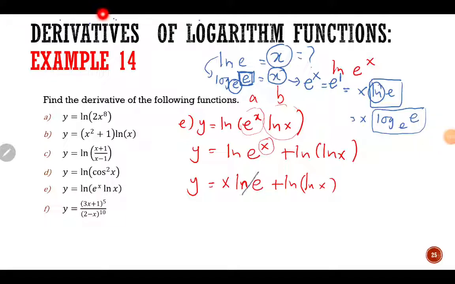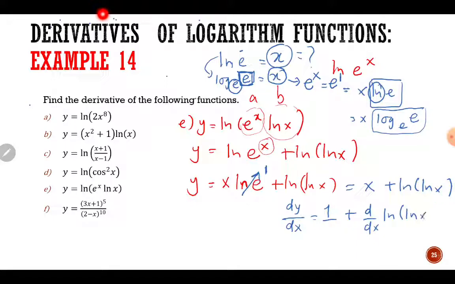Ln e, the answer is 1. Okay, so in this case, we are going to differentiate x plus ln of ln x. Right, so we have dy over dx. Differentiate x, it's just 1, right? And then plus d dx of ln of x. This one is a little bit tricky.